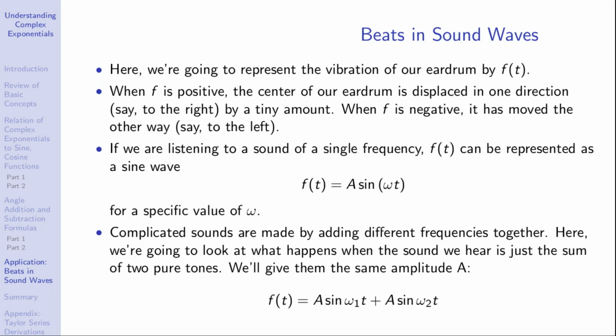Okay, so complicated sounds are made by adding different frequencies together. Here, we're going to look at what happens when the sound we hear is just the sum of two pure tones. We'll give them the same amplitude A. So our expression for f of t is equal to A sine omega 1 t plus A sine omega 2 t.